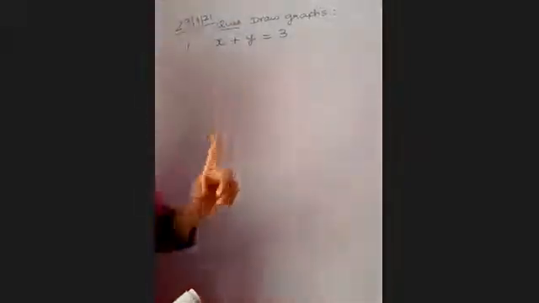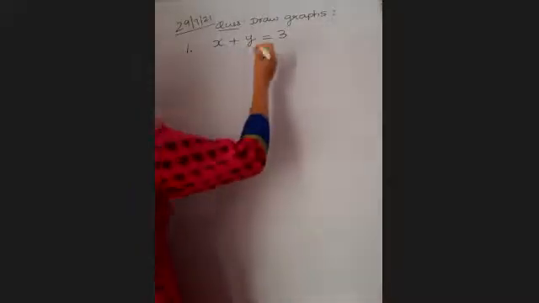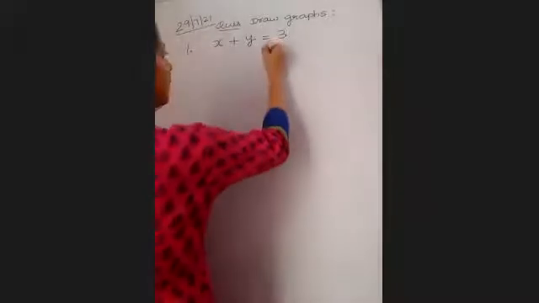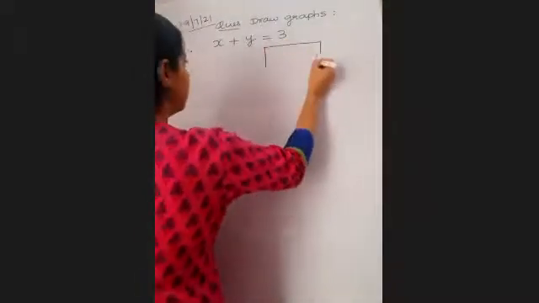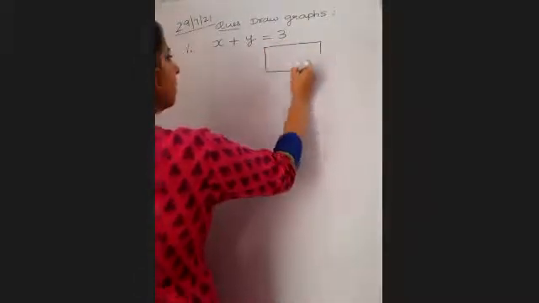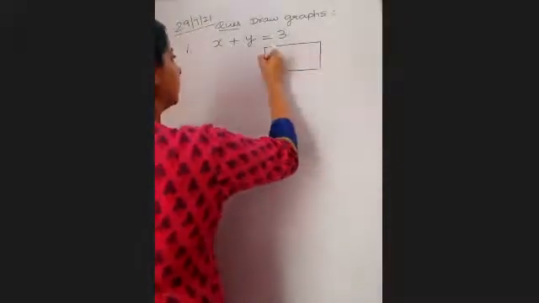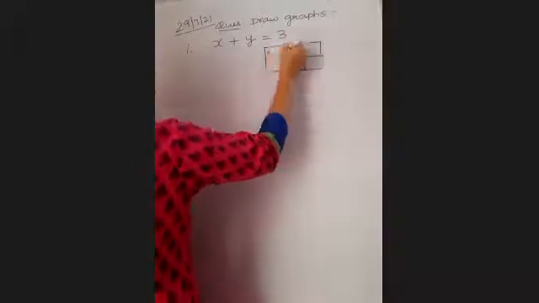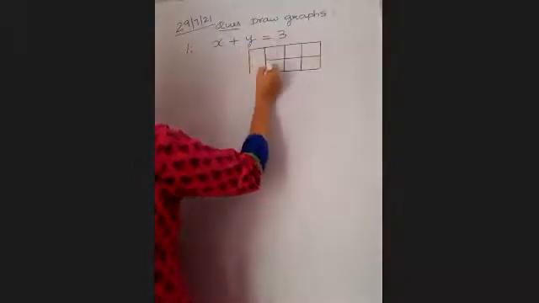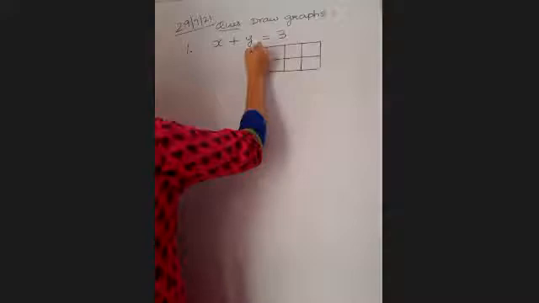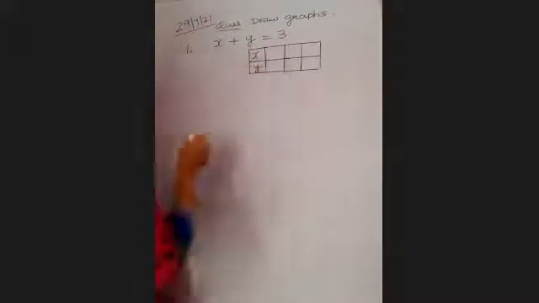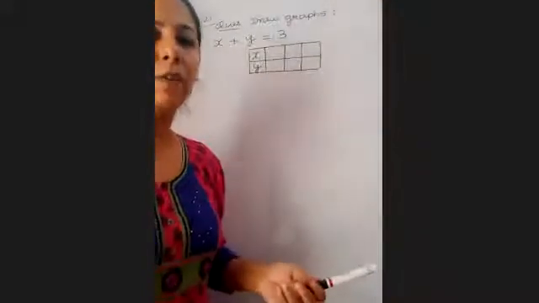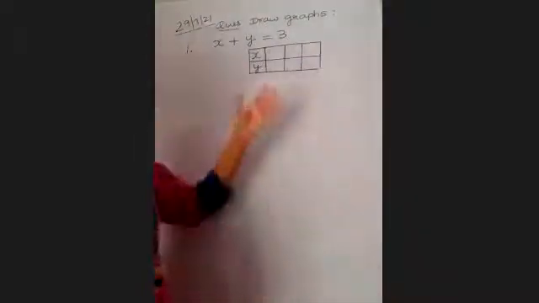So our first step would be to find the values of x and y. Children, minimum we should find 3 values. So we'll draw a table. We can find any 3 values of our choice. Each one of us may have different choices, may have different values for this.